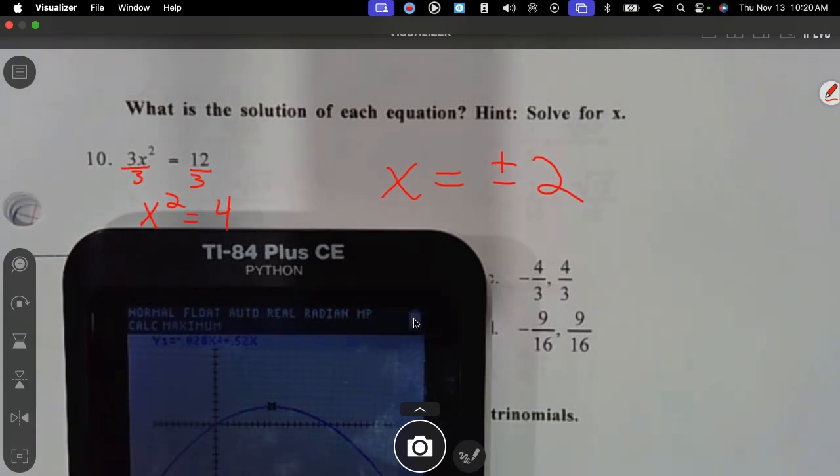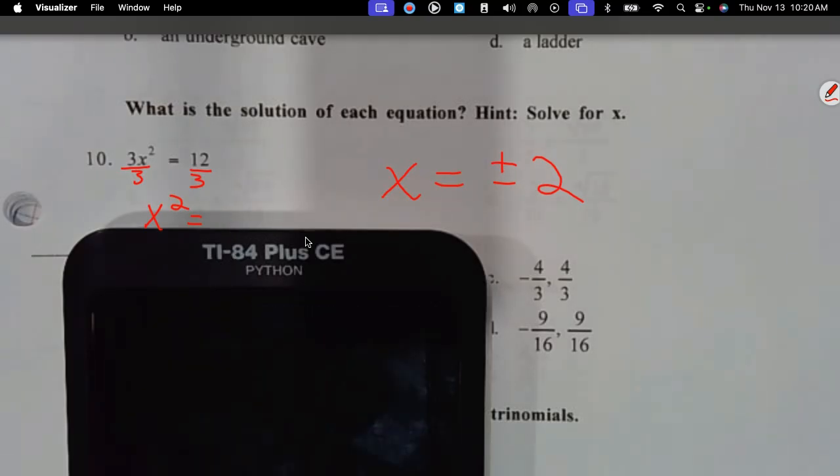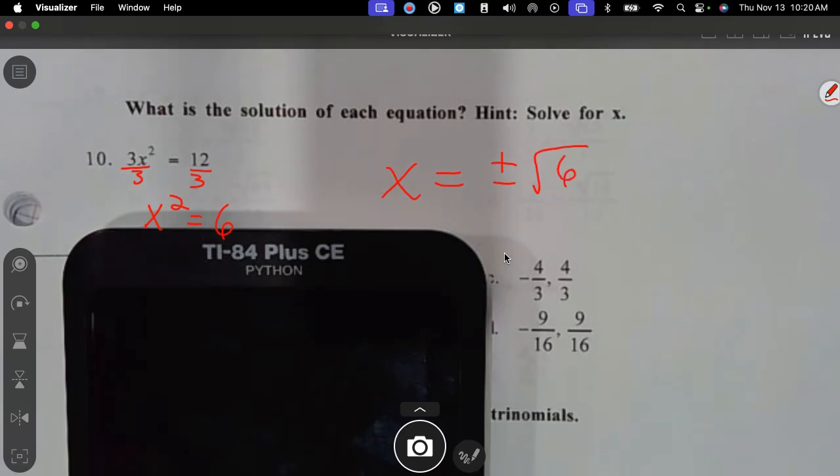What if it didn't simplify? Let's pretend. I'm going to erase this and pretend for just a second. Pretend it was 6. Is there a square root of 6? No, so you would just do the square root of 6 over here. That's all you would do. If you can't take the square root, just put the square root.